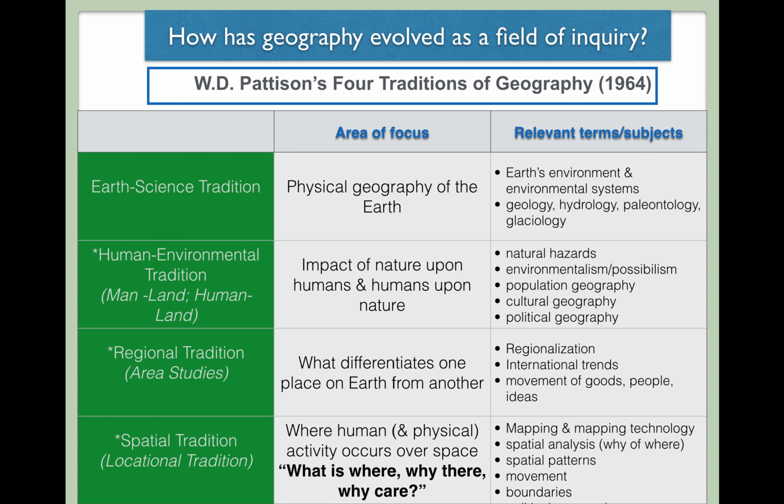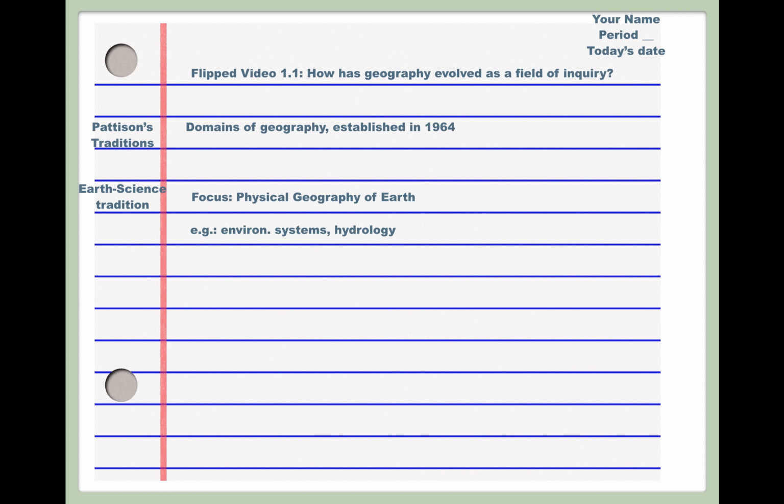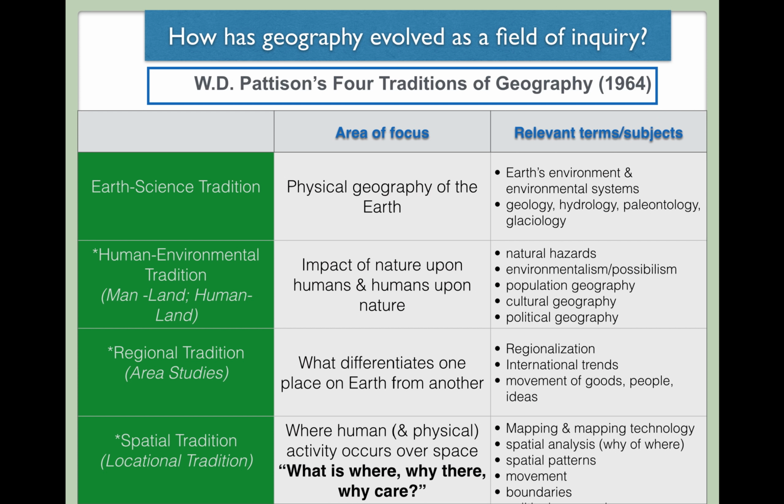A little bit of a sidebar here. Let's talk about how you need to be structuring your notes. Here's how I would do this. I would put Patterson's traditions on the left-hand side, and I would describe that on the right as just domains of geography or areas of geography established in 1964. And then I would treat each one of these different traditions shown here in green as a separate term. So let's see how this plays out.